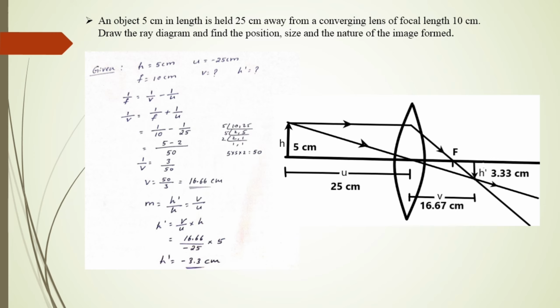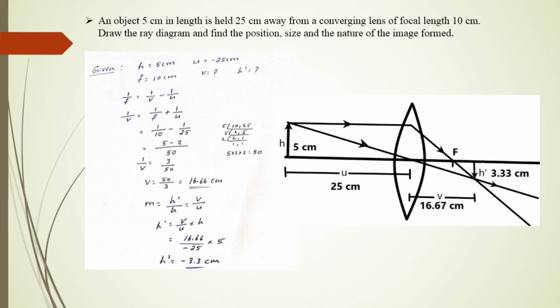Formula: 1 by f is equal to 1 by v minus 1 by u. Rearrange for 1 by v is equal to 1 by f plus 1 by u. Substitute the values. 1 by v is equal to 1 by 10 plus 1 by minus 25. So take the LCM and solve. We will get the answer as 3 by 50. So v is equal to 50 by 3, that is 16.66 centimeter.